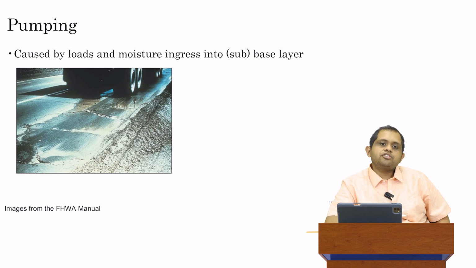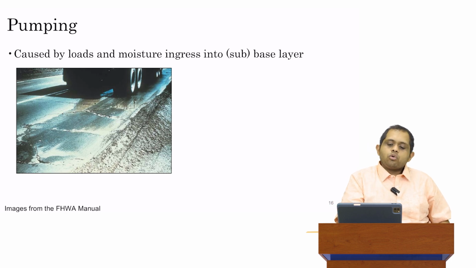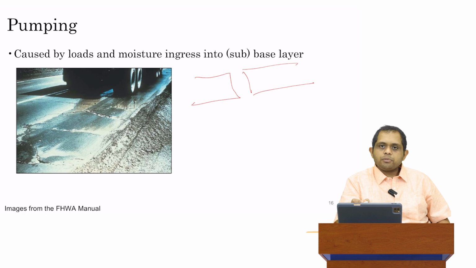Okay, and the last distress which I wanted to talk about for rigid pavements is called pumping. Now, pumping is basically caused by moisture ingress into the subbase layer. Let me explain how it happens. So here, what I'm drawing here, I've got a rigid pavement. So again, whenever you have a JPCP, you have a joint. So you must always draw a joint. I've got a joint over here, and below the joint, I've got a base layer. And this might be an aggregate base layer.